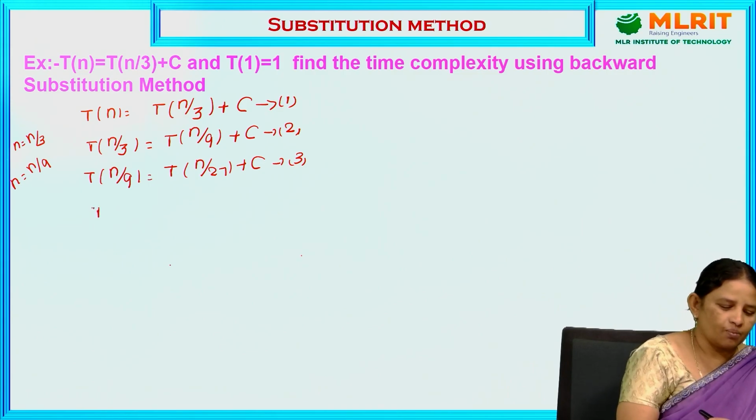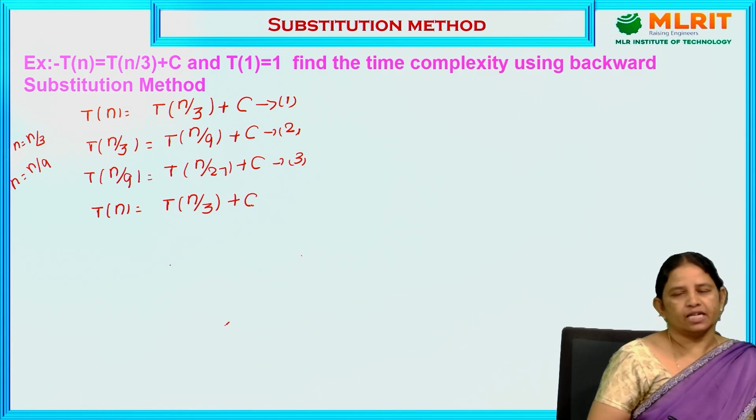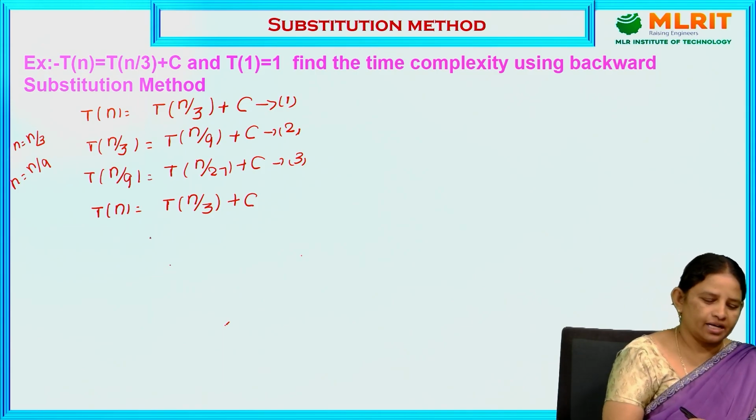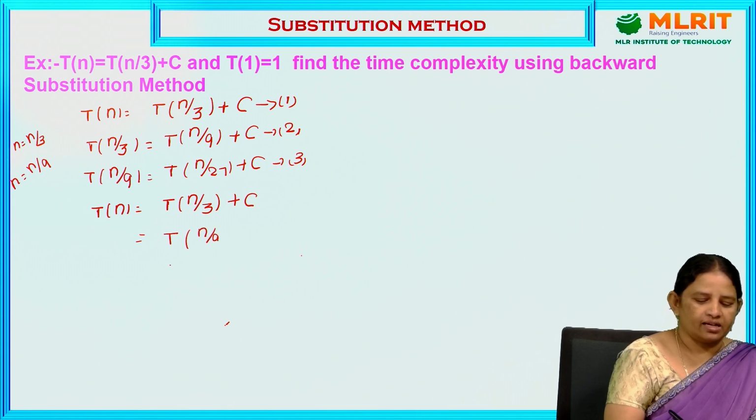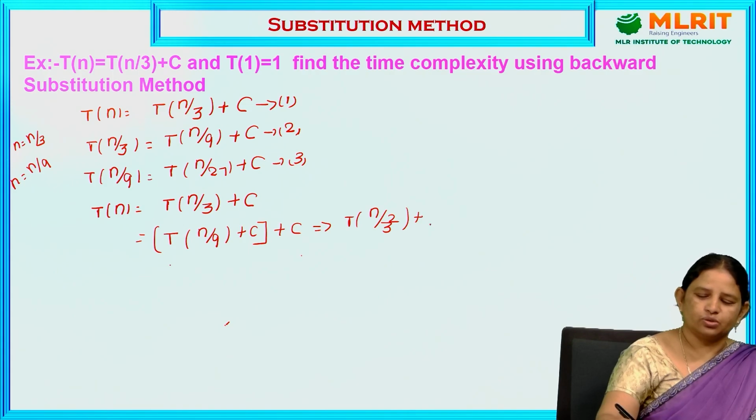Take equation number 1, T of n equal to T of n by 3 plus c. We know what T of n by 3 is; that is already derived in equation number 2, T of n by 9 plus c. So plus c, it is already there, plus c. That is nothing but T of n by 3 square plus 2c.